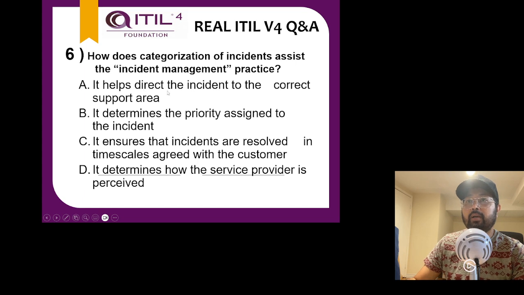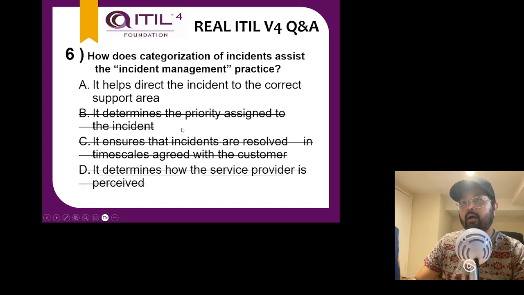It helps direct the incident to the correct support area. I'm not sure if this is the correct answer. It determines the priority assigned to an incident. It is not. It ensures that incidents are resolved in the time scale agreed with the customer. Option C could be one of the probable answers. It determines how the service provider is perceived. This is not. I will go for option C.